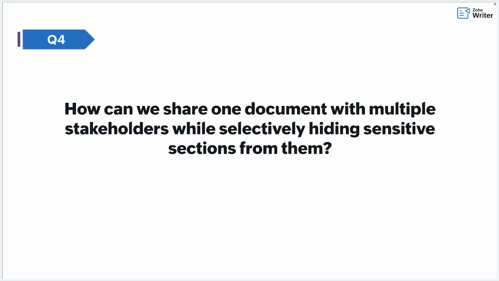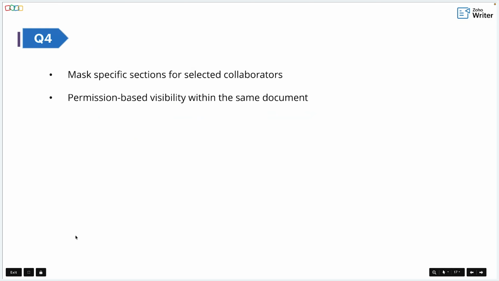Instead of creating separate versions of the document, Writer allows you to mask specific sections for selected collaborators. This means users who are not a part of your organization see only the information that is relevant to them, while internal teams continue to access the complete document. This way, collaboration happens in a single document while confidentiality remains fully intact. Well, that's a good feature.